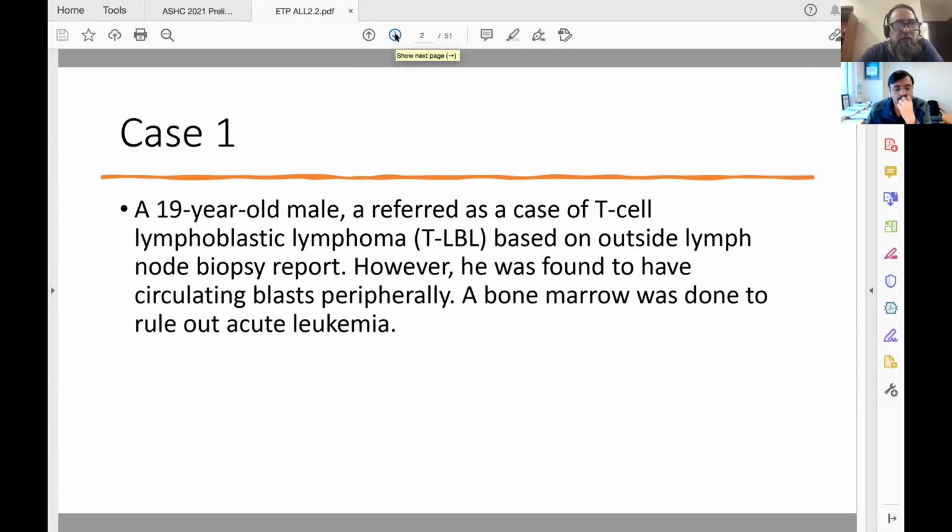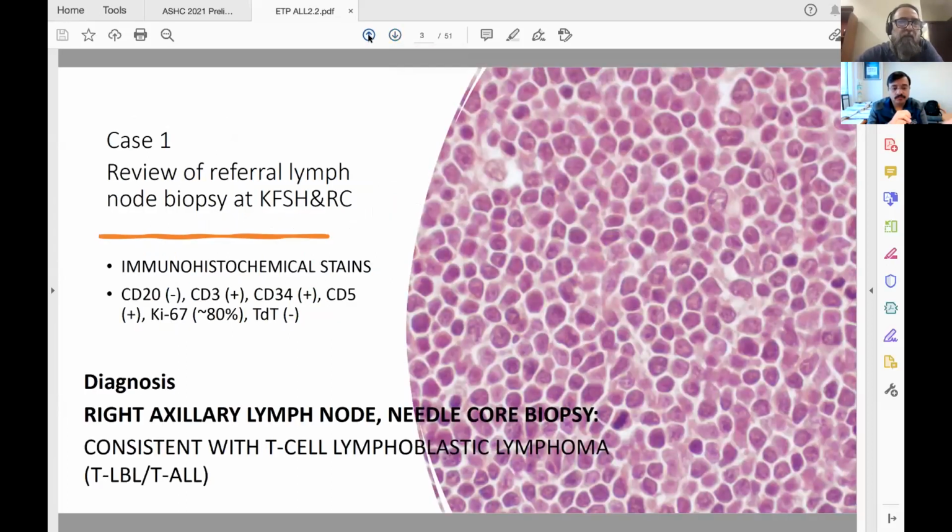This is a 19-year-old male who was referred to us. Most of our material is referred, we being the referral center in Saudi Arabia. He was diagnosed outside as T-cell lymphoblastic lymphoma, and we received the material from there and worked it up. Unfortunately, the patient also started showing circulating blasts in the peripheral blood, so a bone marrow was done. Before we do the next slide, Firas, please. It's our routine practice to confirm the diagnosis from outside material, so we did exactly that.